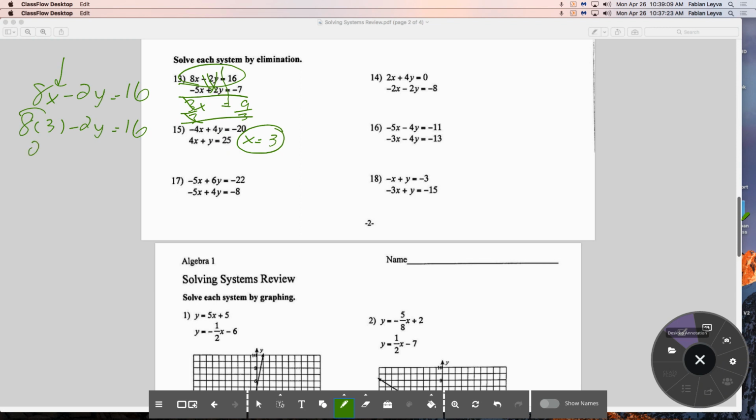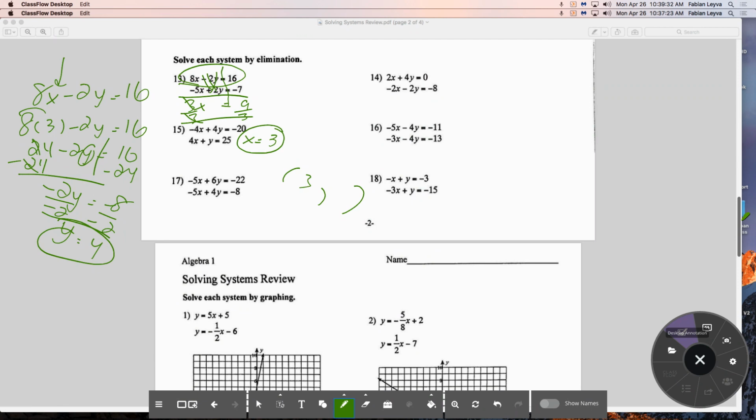8 times 3 is a positive 24, minus 2y is equal to a positive 16. Now solving for y, I'm going to get rid of that 24 first. Negative 2y is equal to a negative 8. And then finally, dividing by negative 2 on both sides, y is equal to a positive 4. So you have finally found your x and your y. Don't forget to put it as an ordered pair. Your x is 3, your y is 4. And now you have 100% if that was a problem on the test.